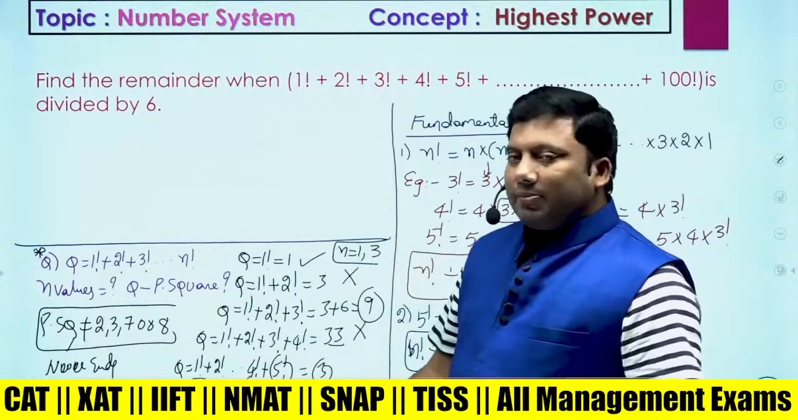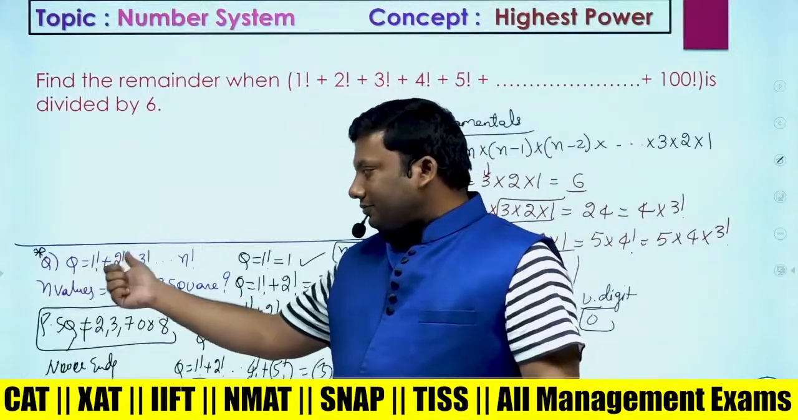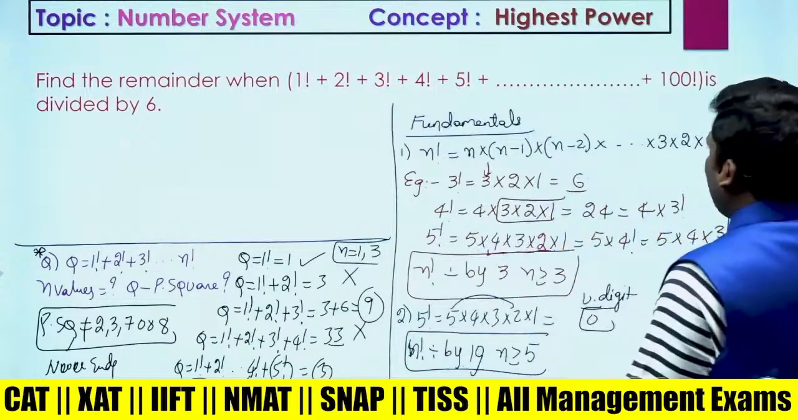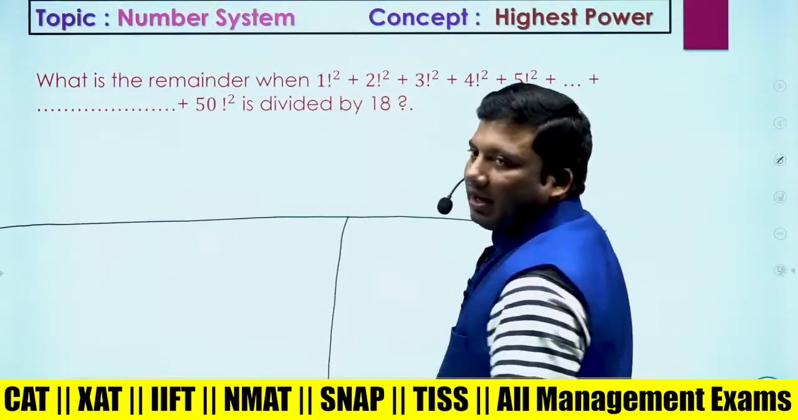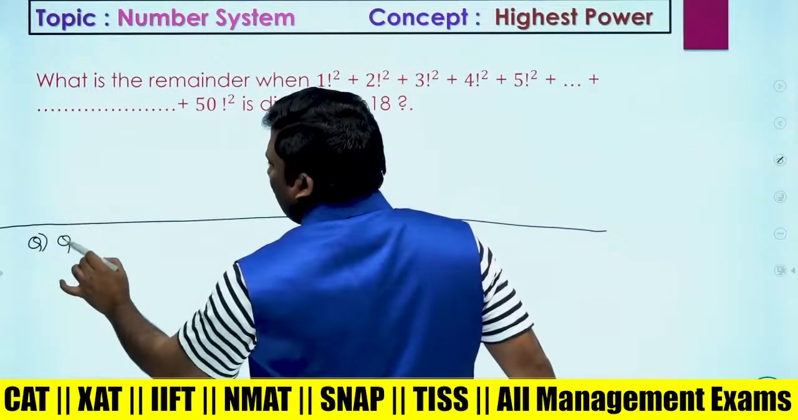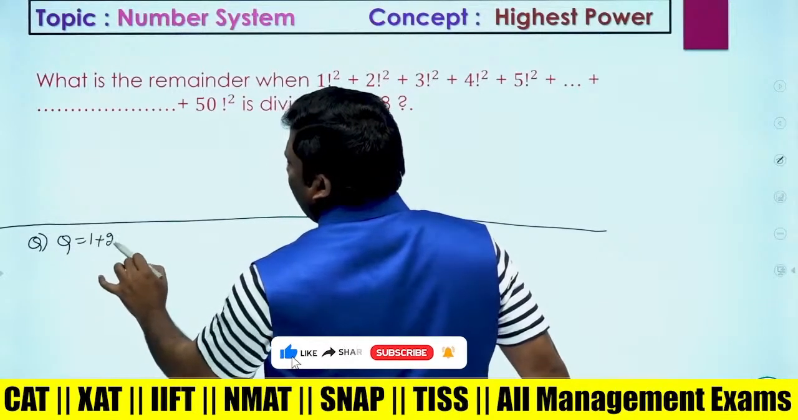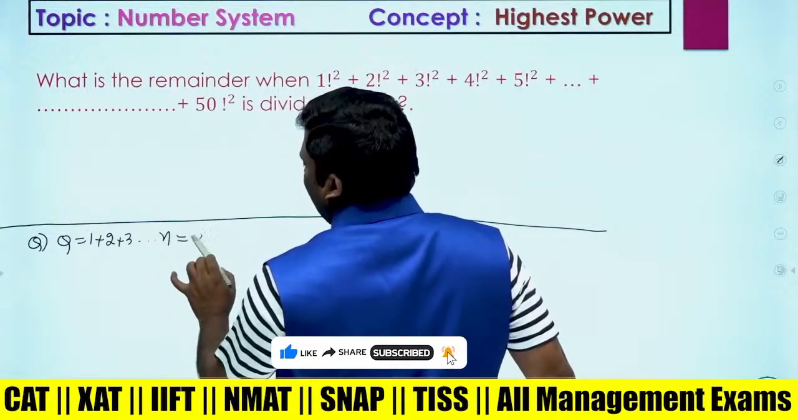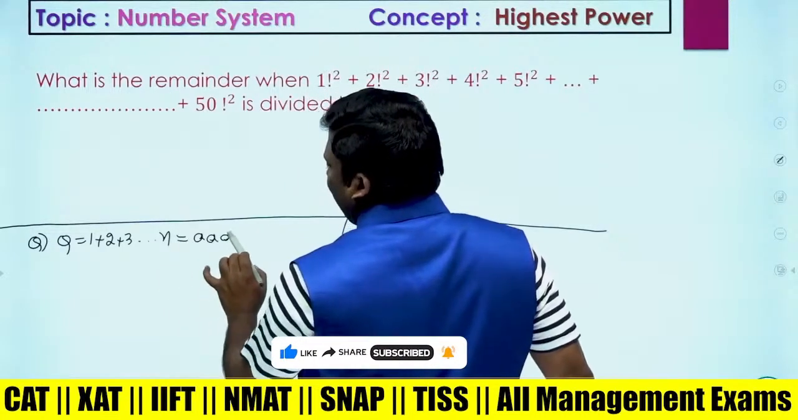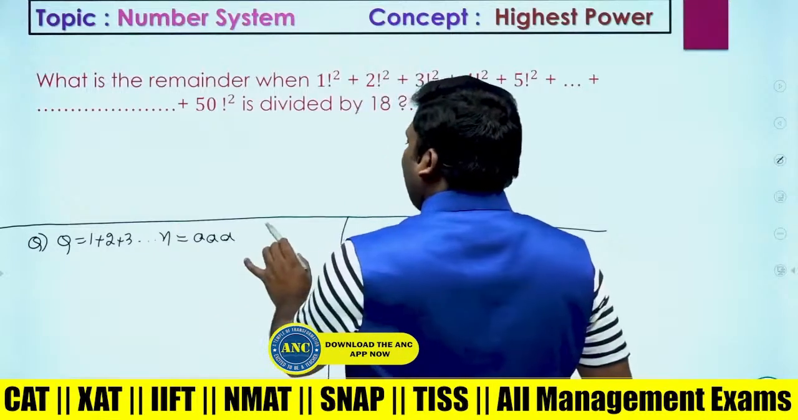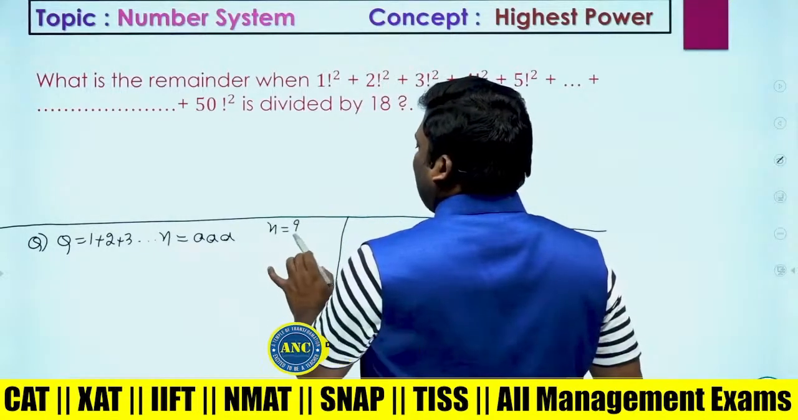A smart student might ask me a doubt. Sir, what if factorials are not given? How to solve that question? Single doubt, you will get it in my class. Suppose the question is Q equivalent to 1 plus 2 plus 3 and so on up to n, and it is giving a perfect square, let us take it as triple A. What is the value of n and what is the value of A?